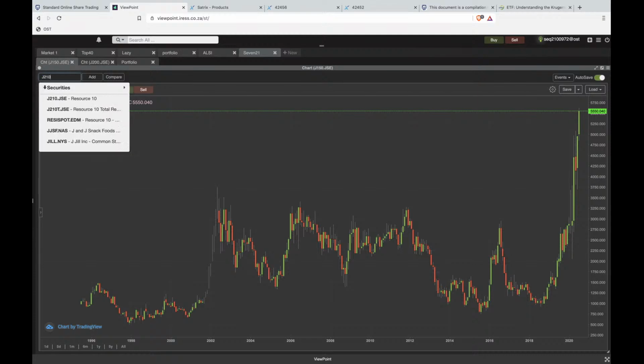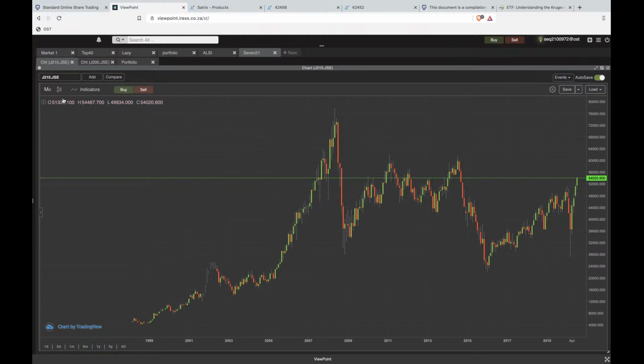J210 is the Res ETN, and it certainly hasn't done what gold miners have done, although it's almost doubled off those lows of April. It just isn't yet back at those levels, which were the lead-up to the commodity boom, 2005 through to 2008 before the collapse. The collapse was real, but we still haven't recovered those levels.